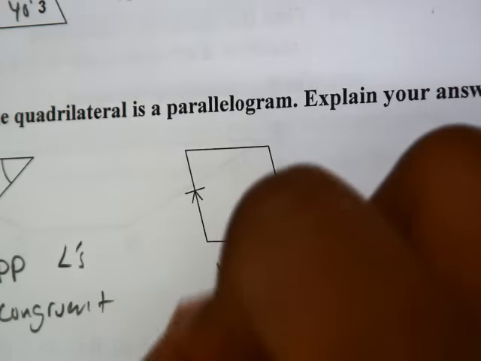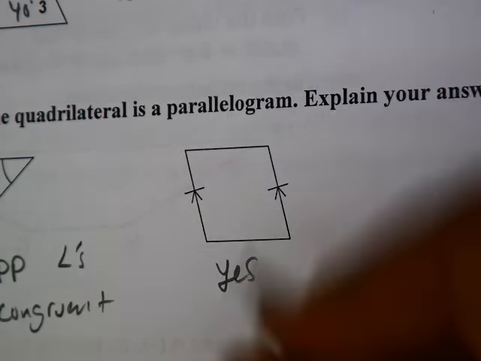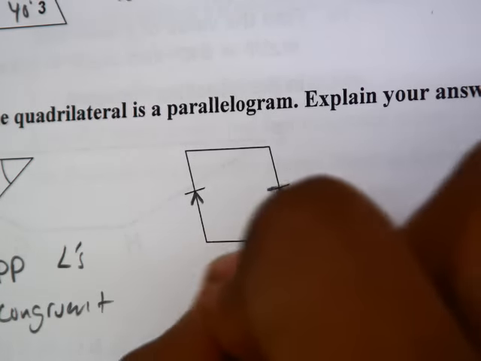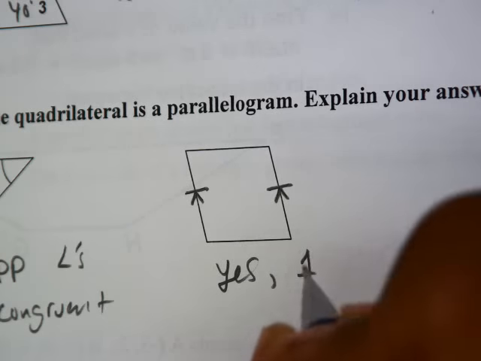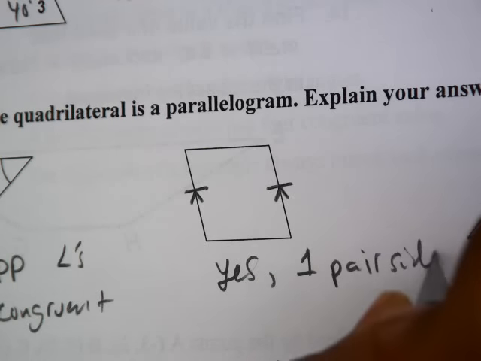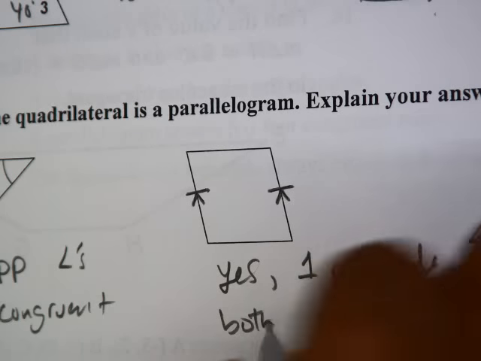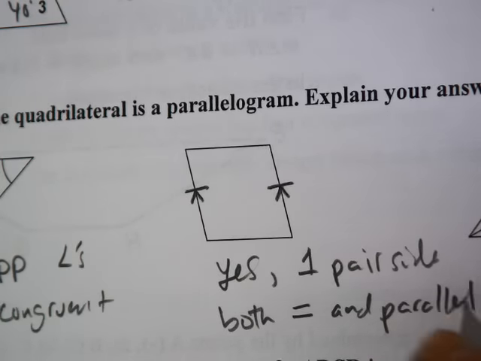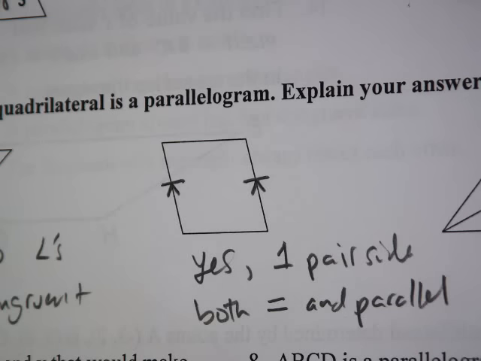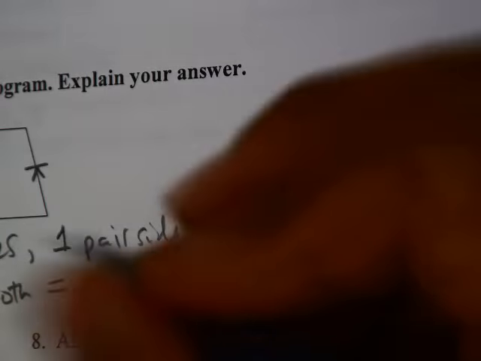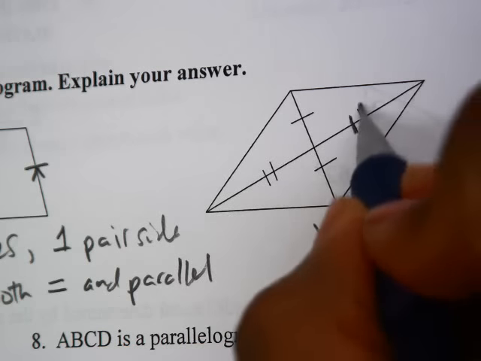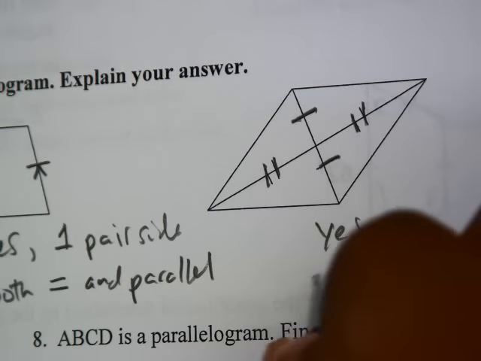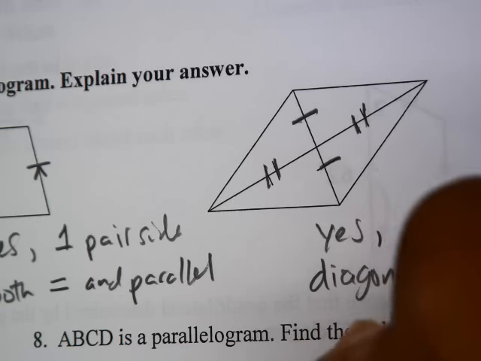This one's a yes. It's kind of obscure, but one of the conditions for you to be a parallelogram is to have one pair of sides equal and parallel. So that's a condition for you to be a parallelogram. And this one is a yes, because this part is equal to that part. Those are diagonals and they bisect each other. So yes, because diagonals bisect.